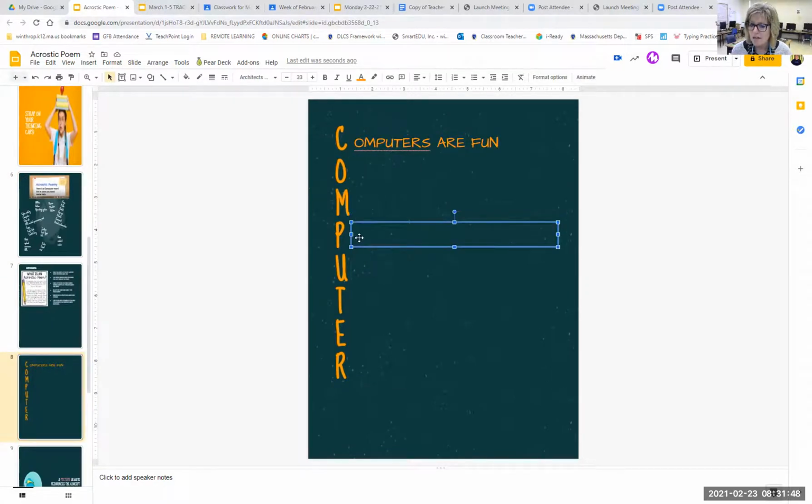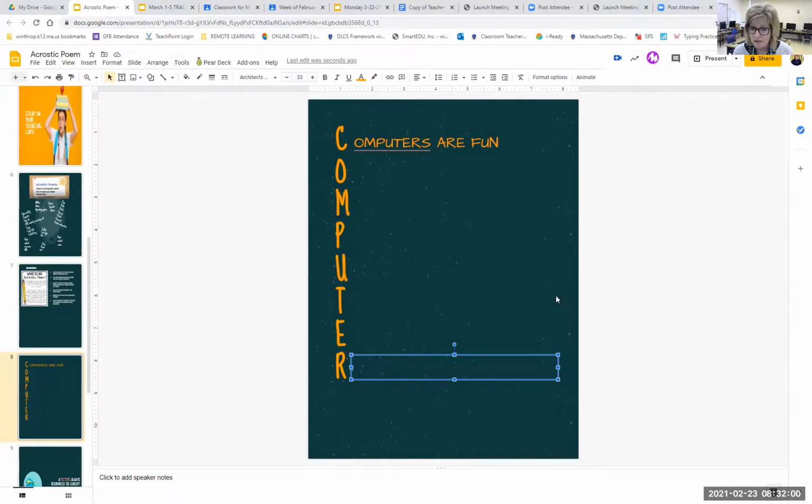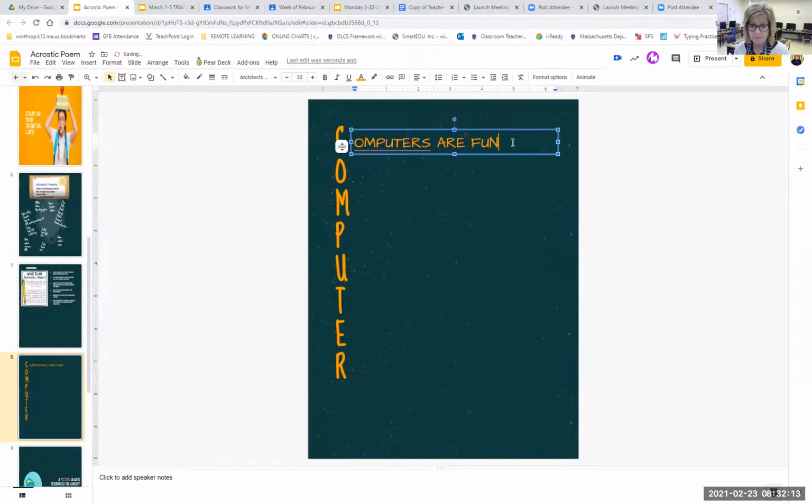You'll notice each time I click, the text box comes out and I type in it. You do not have to do an acrostic poem in order, boys and girls. So if I think, oh, I think I have a really good one for R, I can come right down to R and type really fun. Because if I think that computers are fun, because I said that up here, I can say it down here too. Okay, so I'm going to erase my ideas because I know your ideas will be better. Alrighty, so that is your job today, boys and girls.